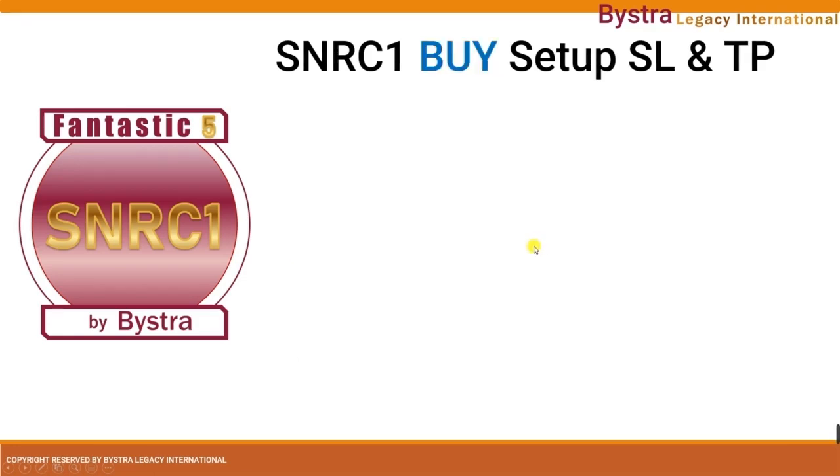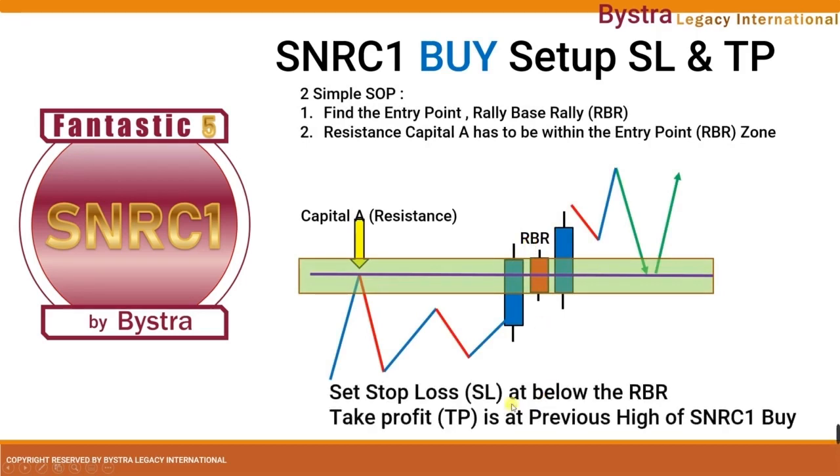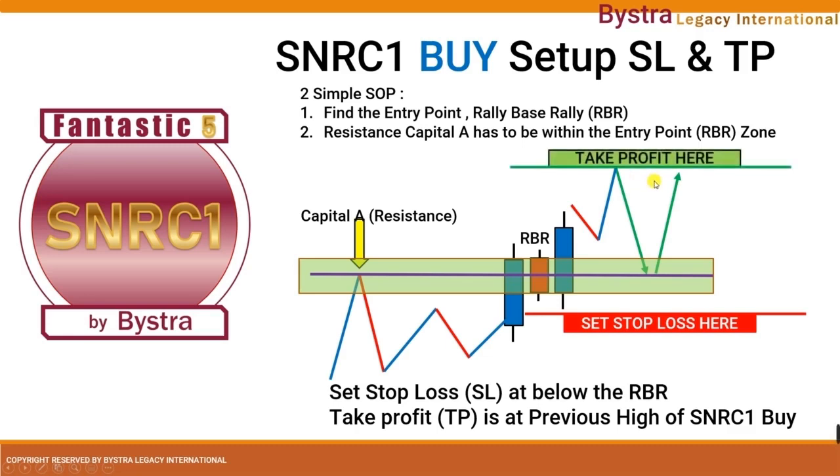Next, for the SNRC1 buy setup, something similar. We will set the stop loss below the rally base rally. This is our entry point, below the rally base rally area here. And our take profit would be the previous high of the SNRC1 buy.